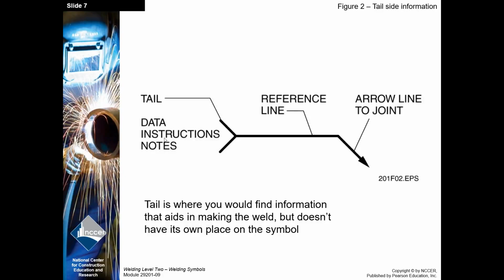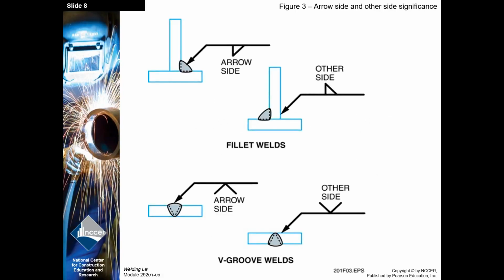We could put a WPS to refer to for the type of weld we're going to have. We could put FCAW for flux core. We could put ER70S-2 for the type of filler metal we need for either TIG or MIG. So any information that we don't have a symbol for goes in the tail. All right, let's discuss arrow and other.